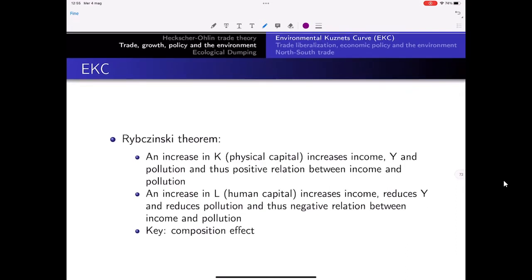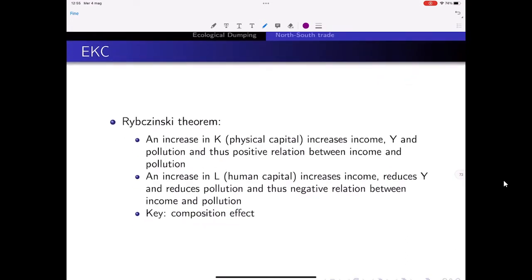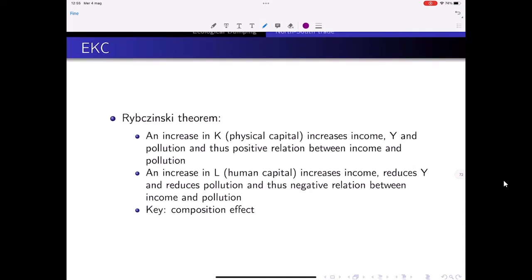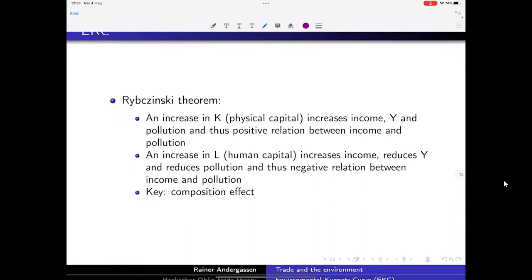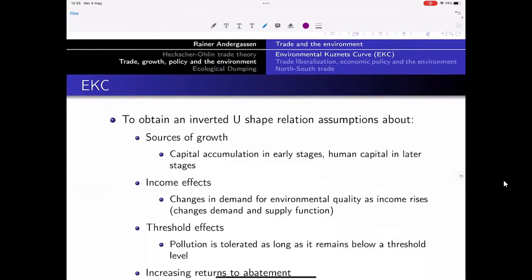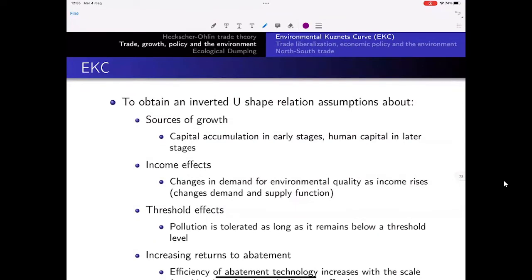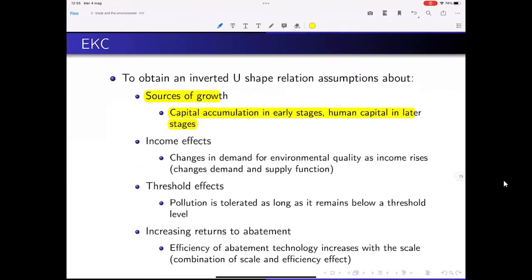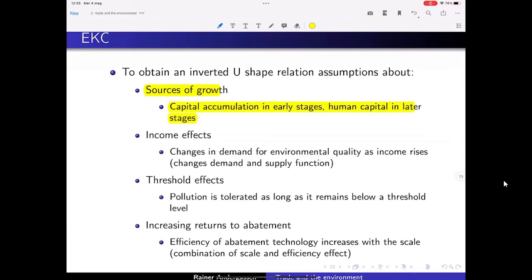And this is in keeping with some anecdotal evidence, if you look at some countries in particular. But there are many other ways to get these inverted U-shaped relationships. The first story, yes, what I just said: sources of economic growth. This is what I just explained: accumulation of physical capital in early stages and human capital in later stages.